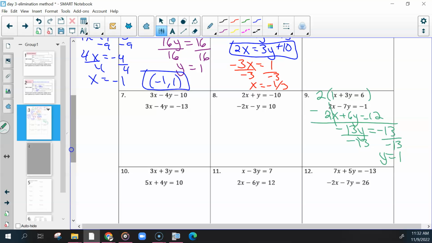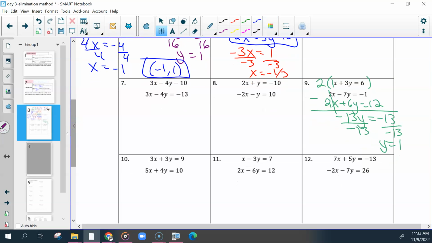Then when we go back to find x, you have choices. You can put it into one of the original equations or the one we changed. It doesn't matter. As long as you do the math correctly, you should get the same answer no matter what. So I'm going to put that one into the first one. So x plus 3 times 1 equals 6. So x plus 3 equals 6. And then solve for x. So that x equals 3. And then that final answer would be 3, 1.